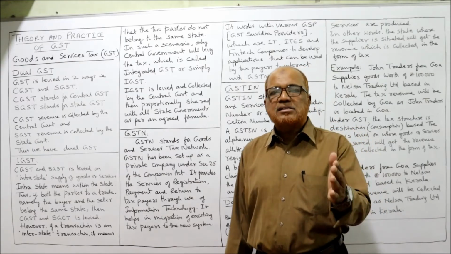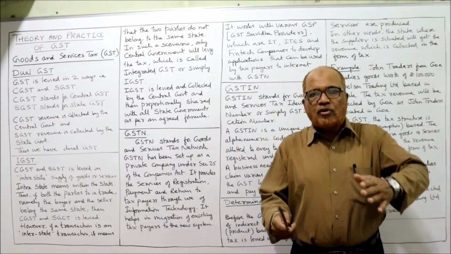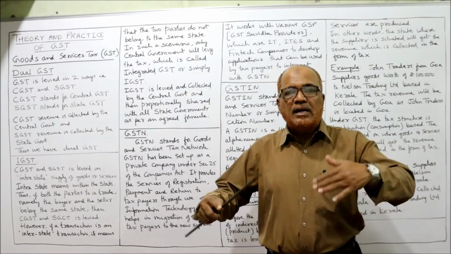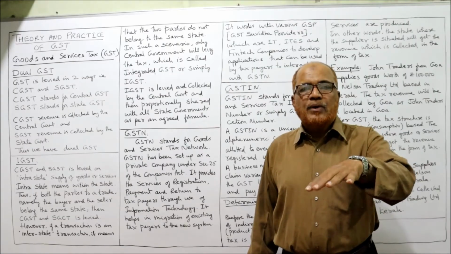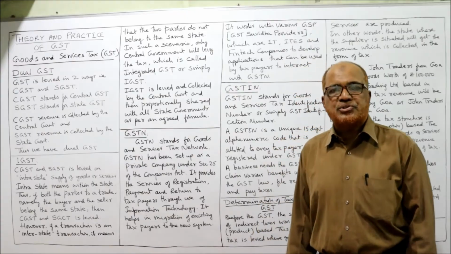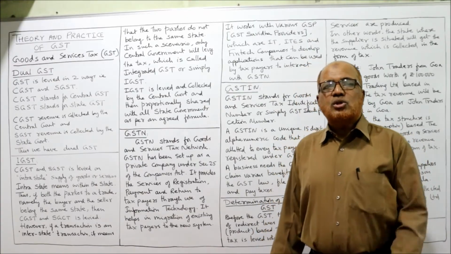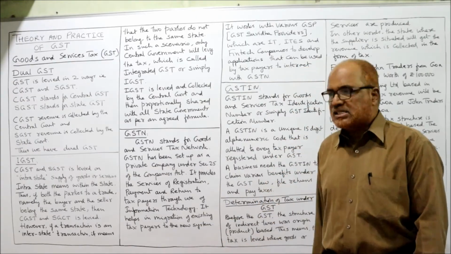So migration means transferring from the old system to the new system. Before 2017, multiple taxes were applied; now, after 2017, all the multiple taxes are merged, subsumed into GST. This is called migration. So migration of existing taxpayers into the new system will be done by GSTN.